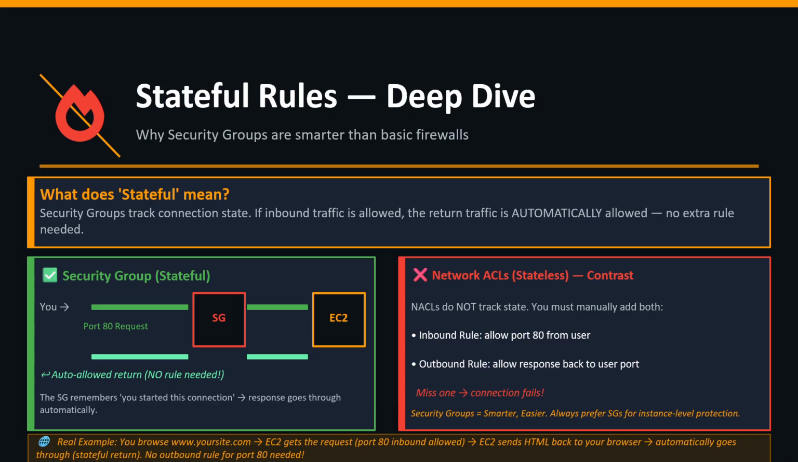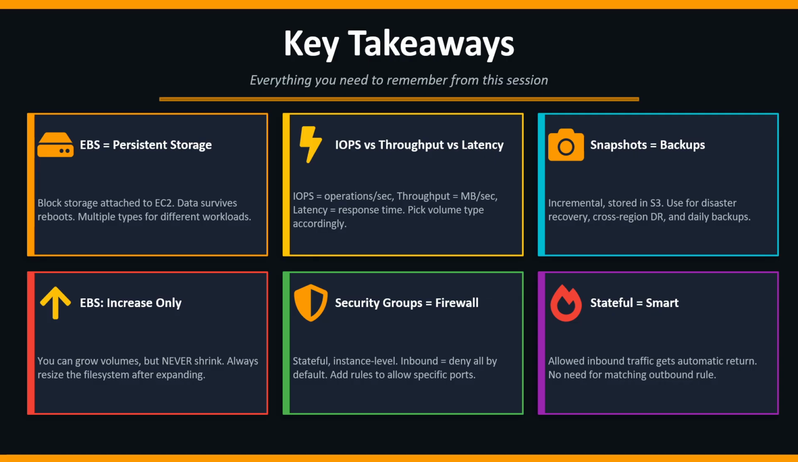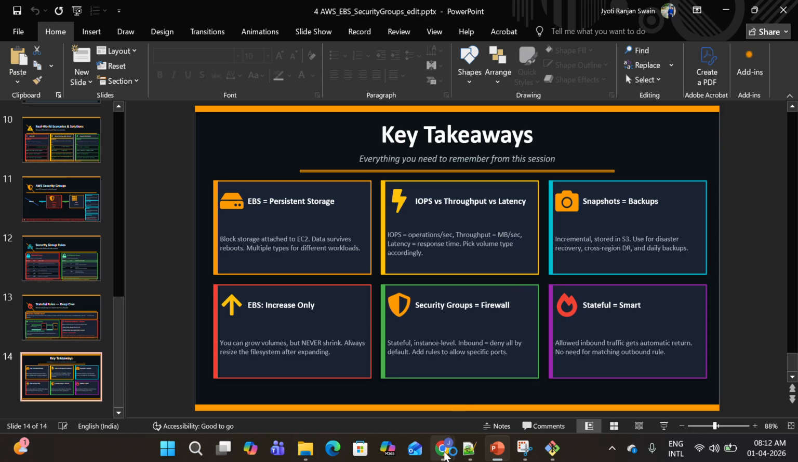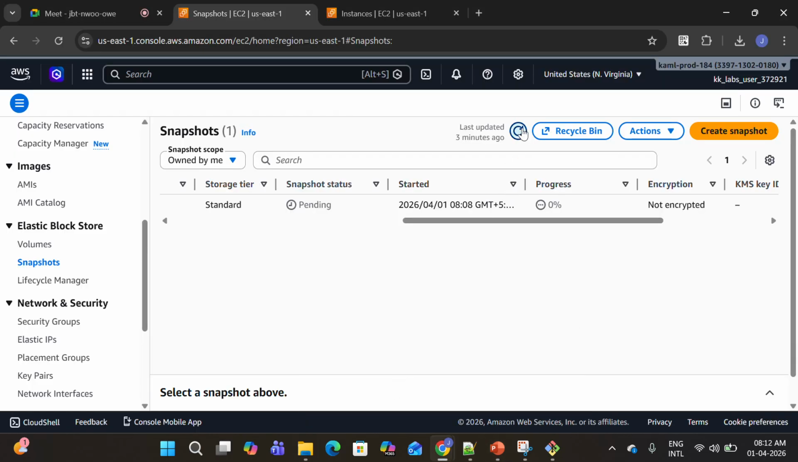If we compare the security group and the network access control list, network ACL, this is the main difference. We will see the network ACL in the VPC, when we cover the VPC. And then the key features. Then let's see whether our snapshot is ready or not.